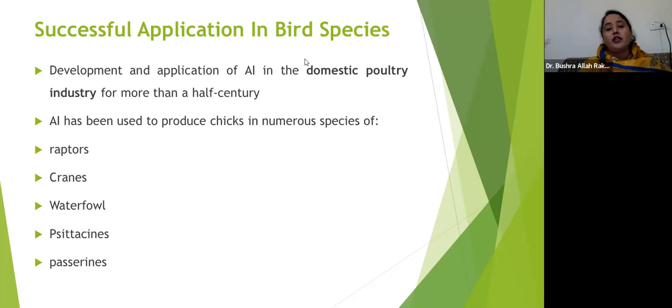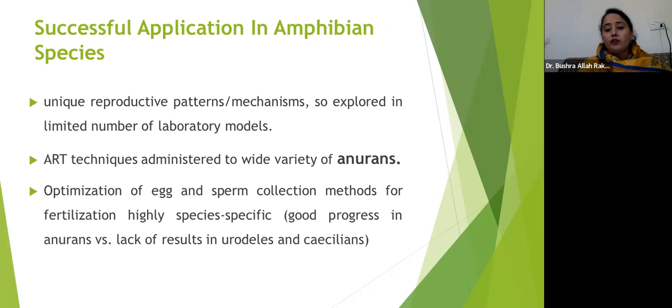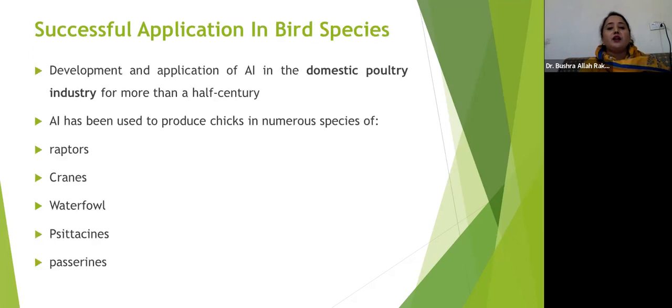The application of these technologies in the development and application of AI in the domestic poultry industry has been there for more than half a century. So AI is specifically used for various species like raptors, cranes, waterfowl, parrots, and many passerine species. And of course, in our laboratory, we have used many technologies for the conservation of many threatened species like Indian red jungle fowl, ringneck pheasant, and black astraloop, that is also a backyard poultry.